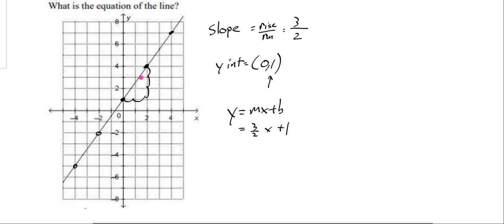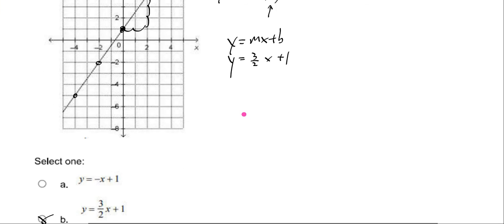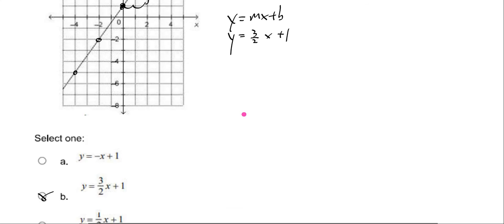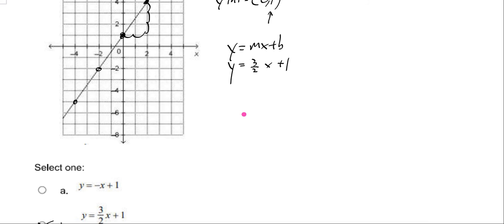We start at 1, go to the other. We'll go over 1, 2, up 1, 2, 3. So the rise is 3, the run is 2. So the slope is 3 over 2. The y-intercept is right there at 1. So the y-intercept is b, the slope is m. y equals mx plus b is y equals 3/2 x plus 2. I don't know why I said 2. Plus 1.